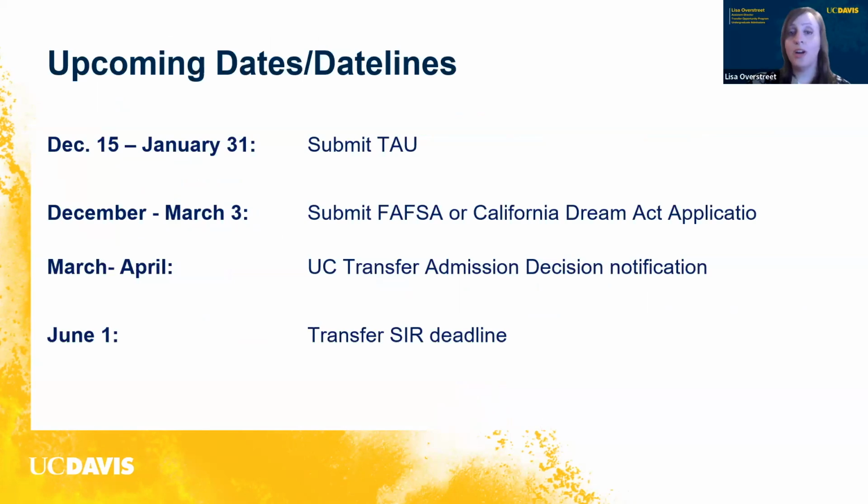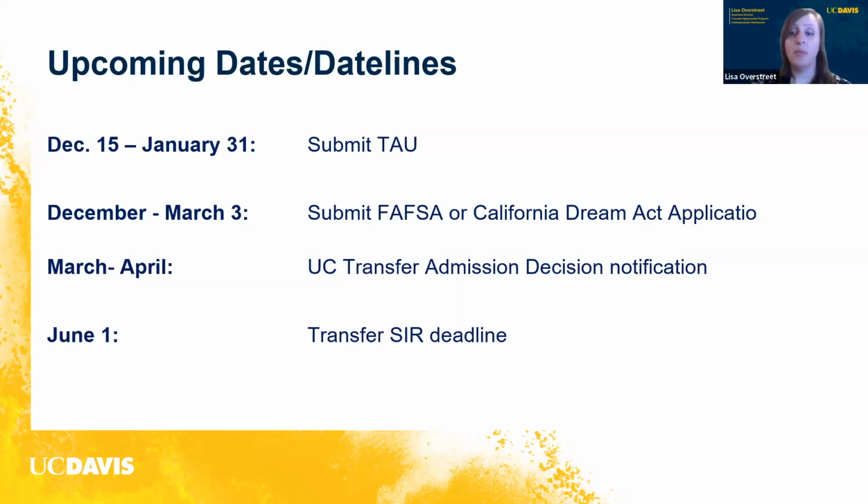Balancing school, work, life responsibilities, and transfer deadlines can be overwhelming, but the key to success is to stay up to date with the admissions timeline. Upcoming deadlines are to submit your TAU by January 31st and your FAFSA or CADA by March 3rd. The UCs notify students of their admission decisions between March and April. UC Davis typically notifies transfer students of their admission decisions mid to late April.